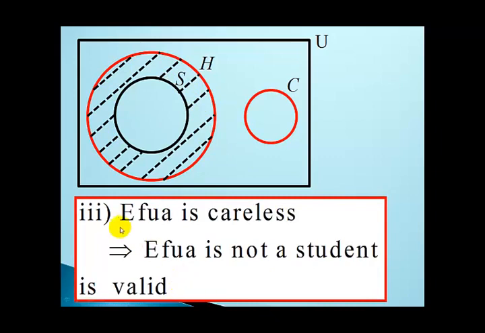Now III. Ifua is careless. That means that Ifua is here, in C. Implies Ifua is not a student, which is true, because if Ifua is careless, then it means that Ifua is here. If Ifua is here, he cannot be a student at the same time. So this statement is also valid. This argument is also valid.